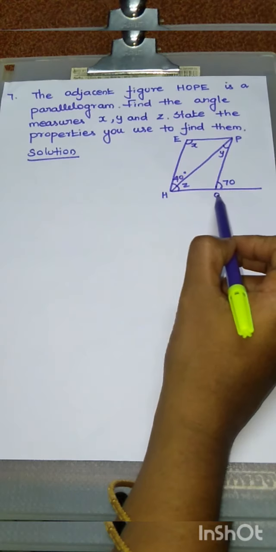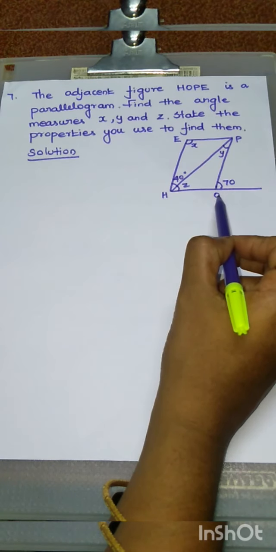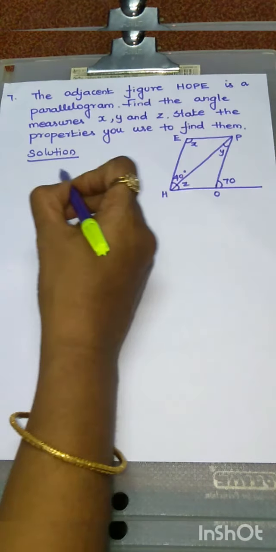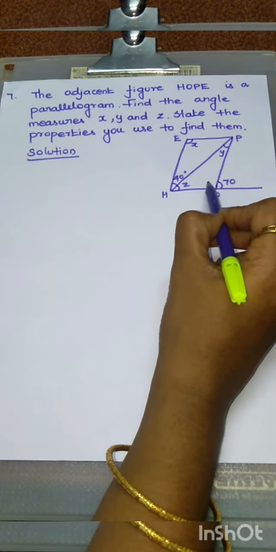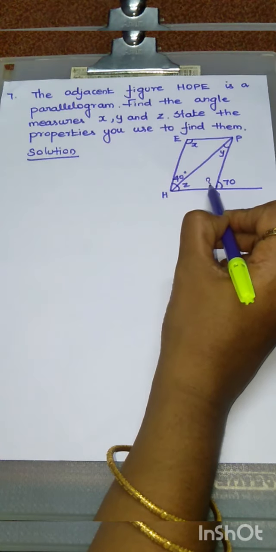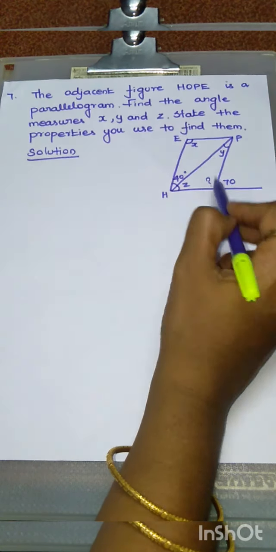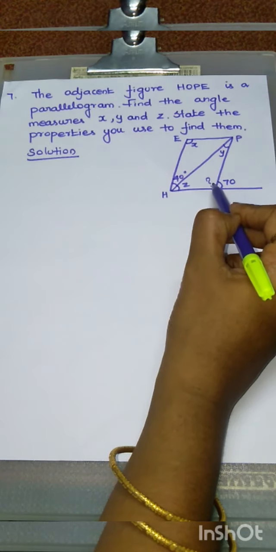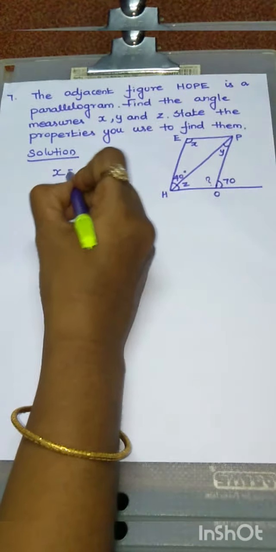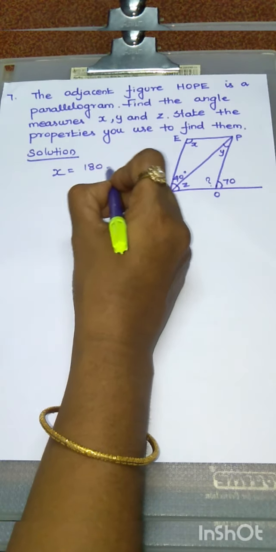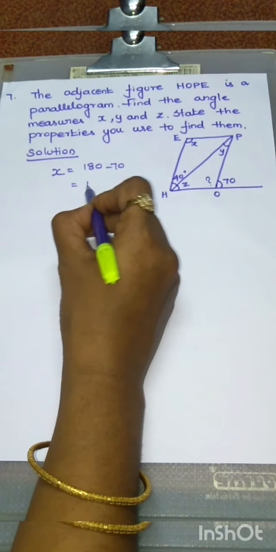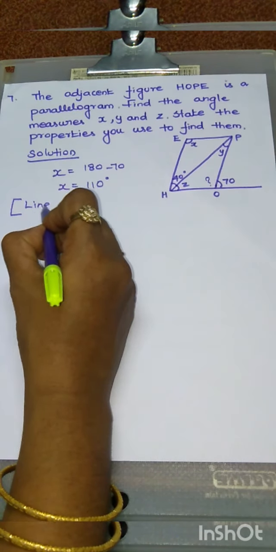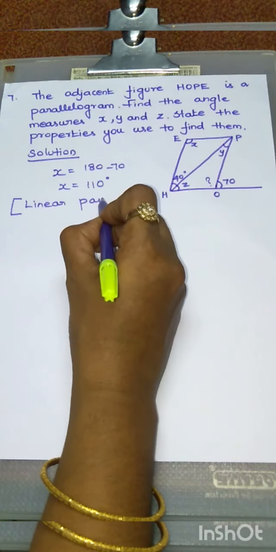Here first we have to use the linear pair property and opposite angles of a parallelogram are equal. This angle is 70, so what about this angle? This is 180 minus 70. So opposite angles are equal means X is equal to 180 minus 70, which is 110 degree. Actually what is the reason? Linear pair property.